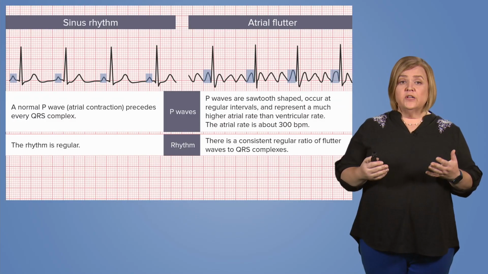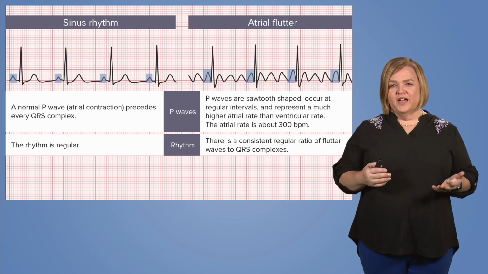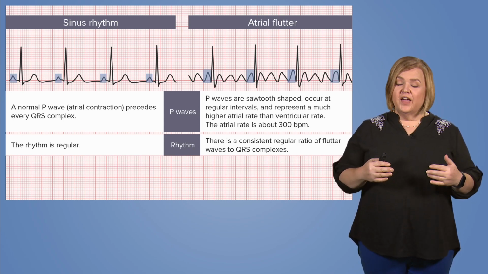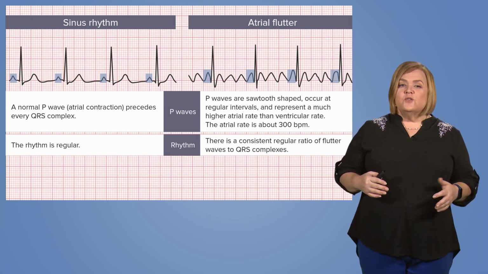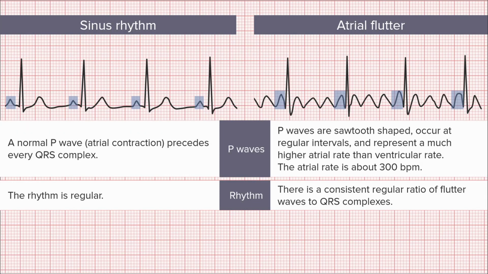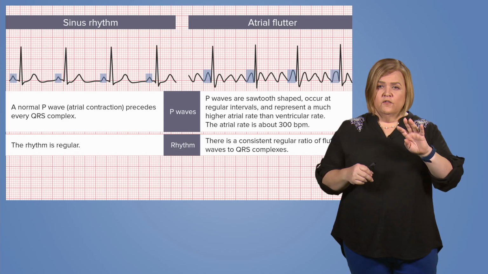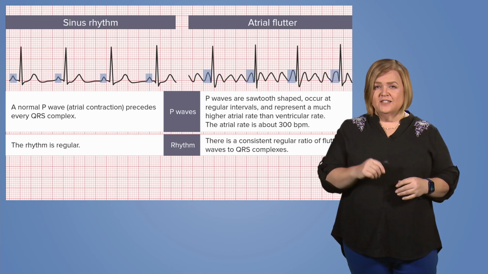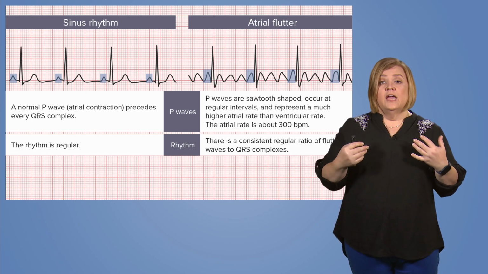Let's look at the rhythm. Now, in normal sinus rhythm, the rhythm is regular. It can vary slightly with what? Right. Respirations. But with atrial flutter, there's a regular ventricular rate. Now, when we say that, we mean the R to R interval. So the very top spiky part of the QRS, if you measure that, it's going to be regular in atrial flutter. There's also going to be a regular ratio of flutter waves to the QRS complexes. So you may see something like 4 flutter waves to 1 QRS. We would call that 4-to-1 atrial flutter.